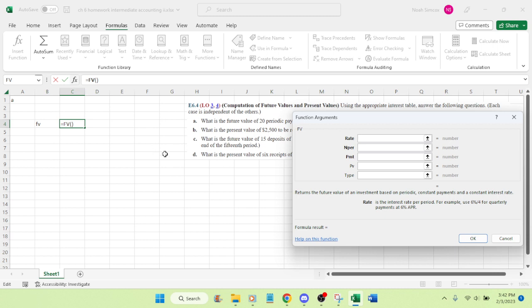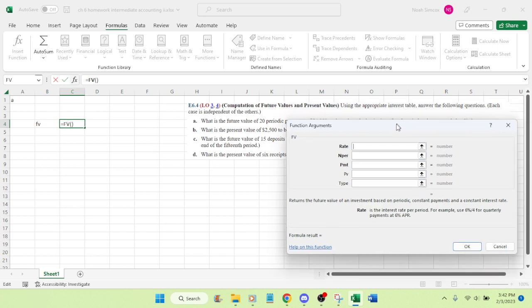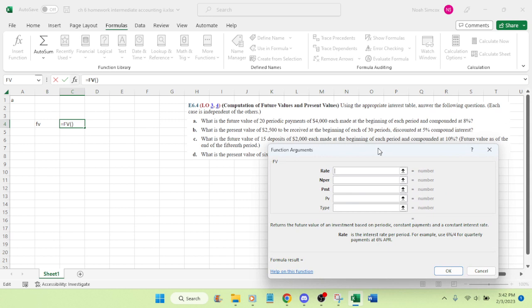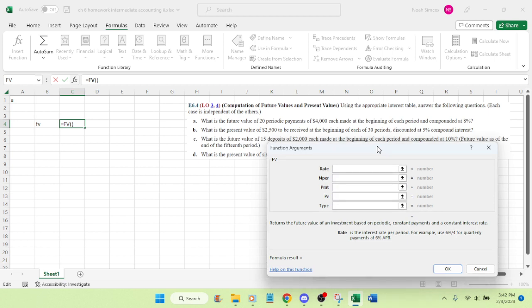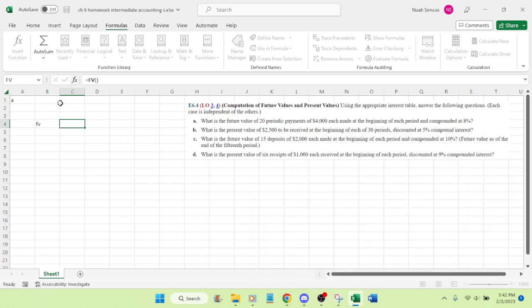So rate and per. So what do we have? We do have payments. We have N, we have payment, and we have rate. So we do rate and payment. There. Rate, we got 8%.